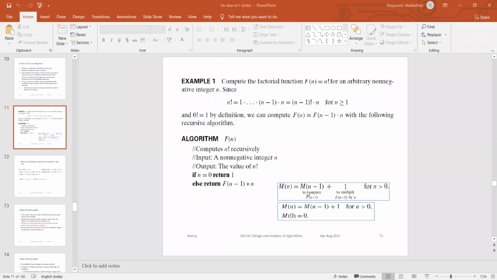Plus, if the number value is 1, 2, 3, 4: 1 factorial is 1, 2 factorial is 2, 3 factorial is 6, like that. So in order to find the value of a factorial starting from 1, 2, 3, 4, the relation is m of n minus 1. If it is 0, the relation is 1. That's why we take it as m of n minus 1 plus 1. So the recurrence relation will be given as m of n is equal to m of n minus 1 plus 1. Now you have to solve the recurrence relation.